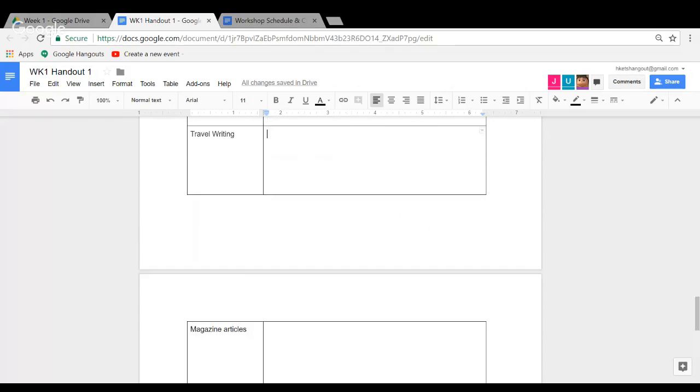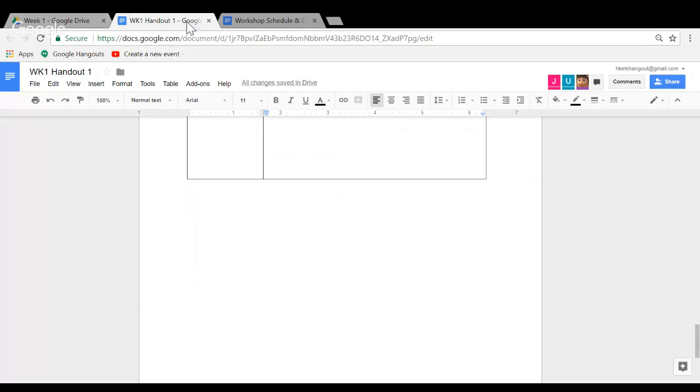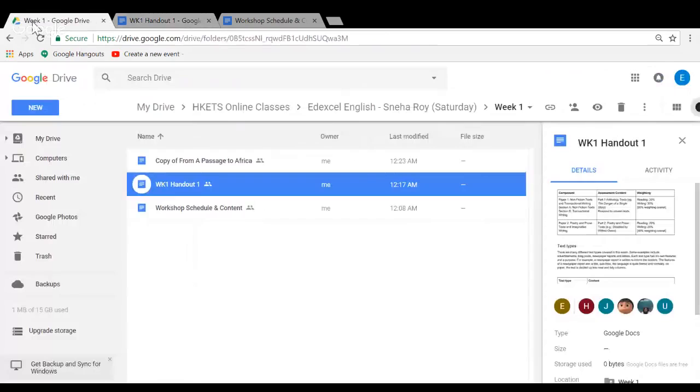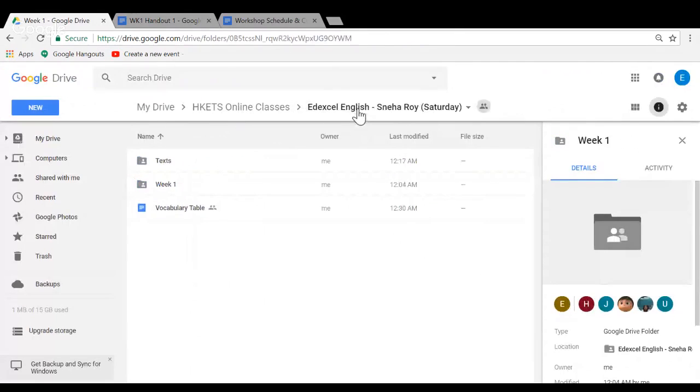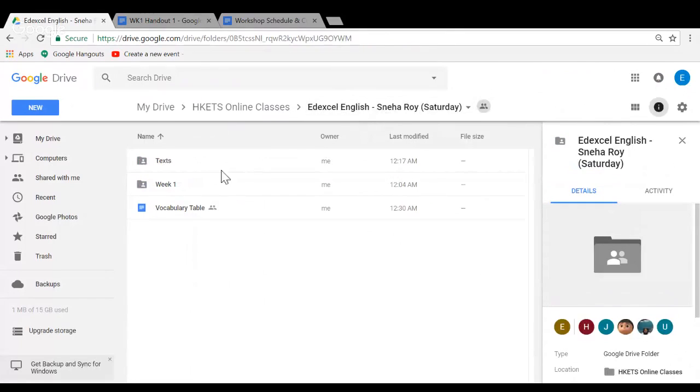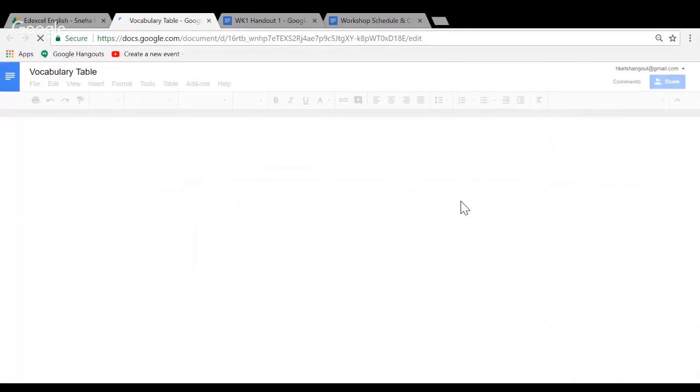Travel writing, I will skip for now. Magazines, articles, I'm going to skip for now because I want to take you through the vocab. So if you can go back to the main folder, the Edexcel English folder, and go to vocabulary table. Can everybody see that?